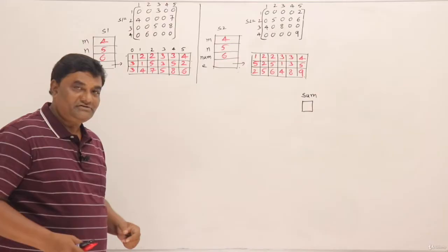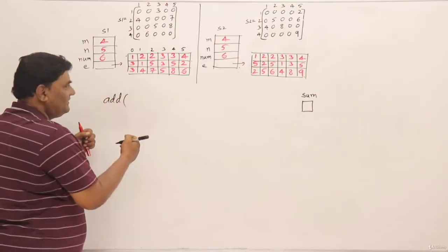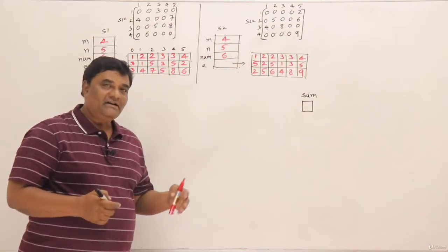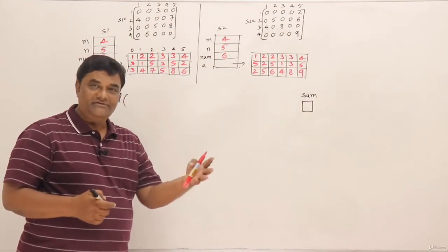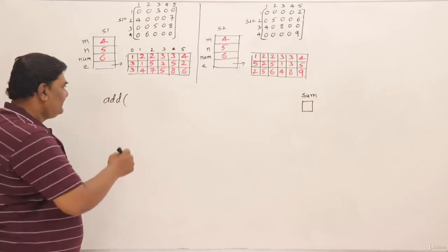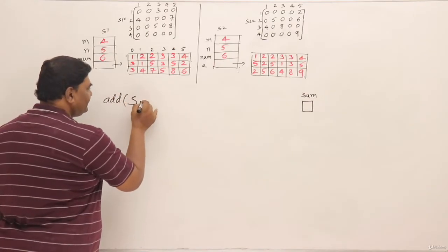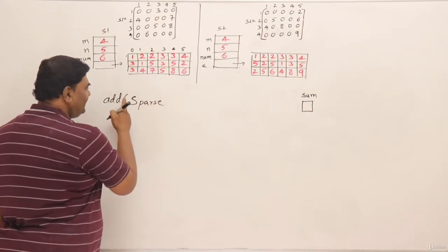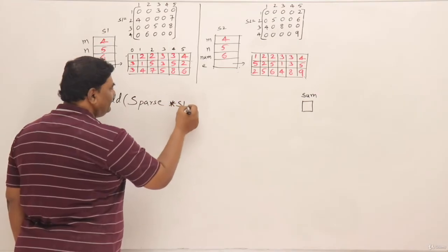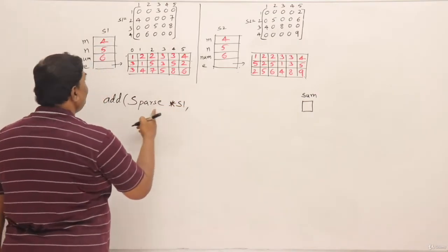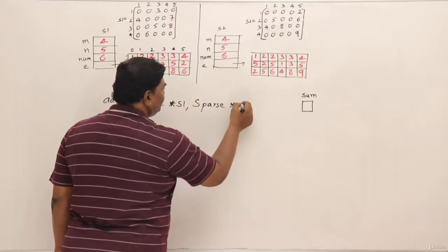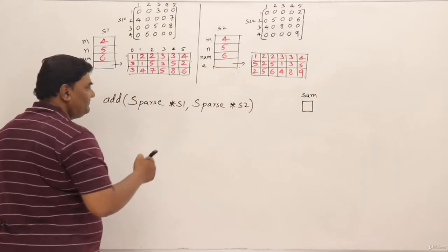Now let us look at a function. The function name is add. It needs these two matrices. Now where these matrices are available, they may be present in some other function. So this function needs pointers to those two matrices. So I will write sparse, actually I should write struct sparse, but I am just writing sparse here. Pointer S1. So this is a pointer for the first matrix. Then sparse pointer S2. This is the pointer for the second matrix.